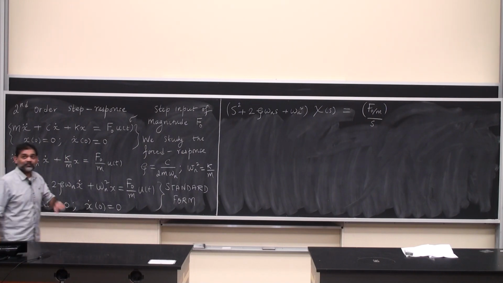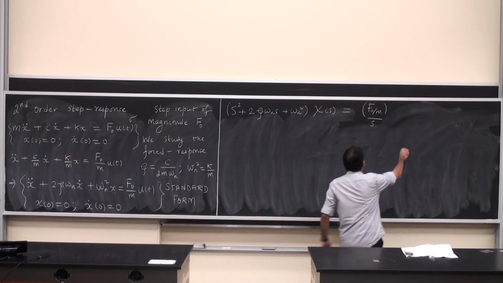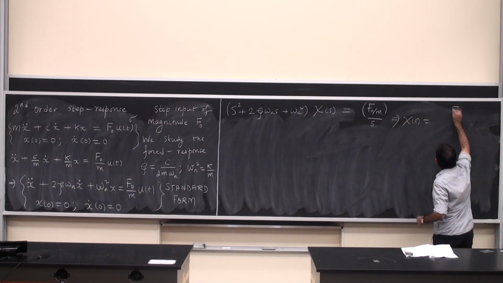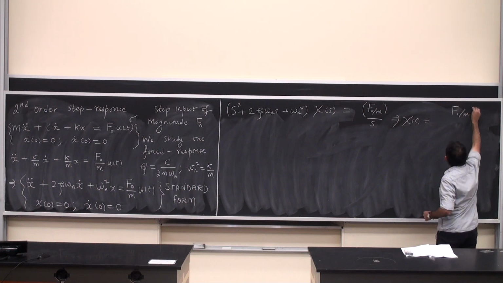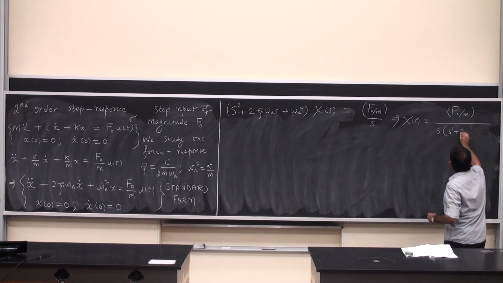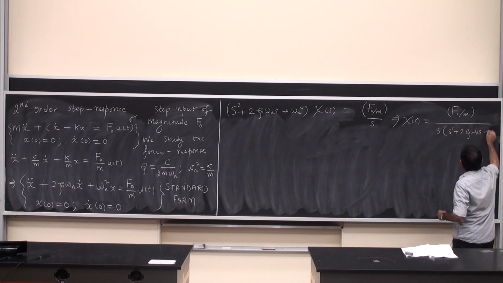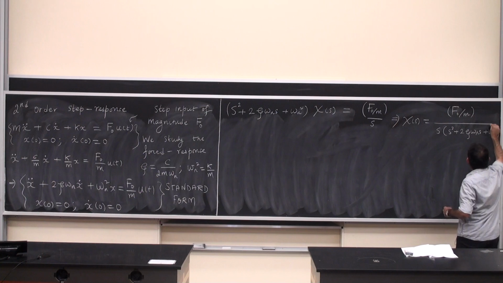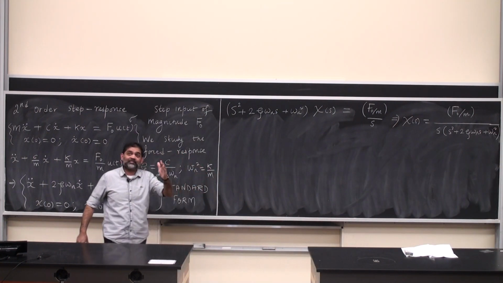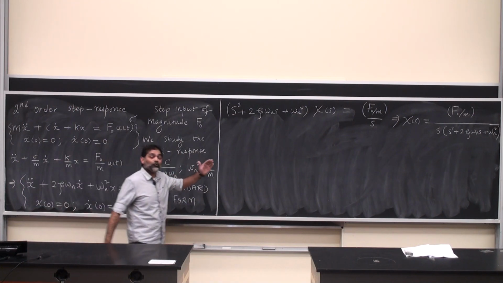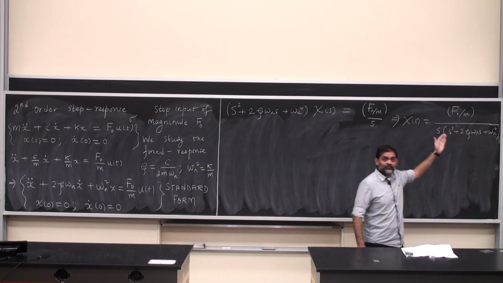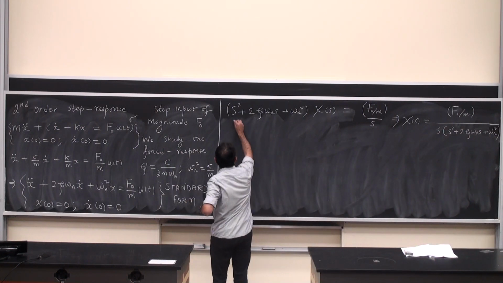Or quite simply put, x of s can be written in the following manner. It is f naught by m by s times... Please notice, if you have a denominator term of s on the right hand side, that belongs to the whole denominator itself. Okay? So this term gets attached to the characteristic polynomial. This is the characteristic polynomial.